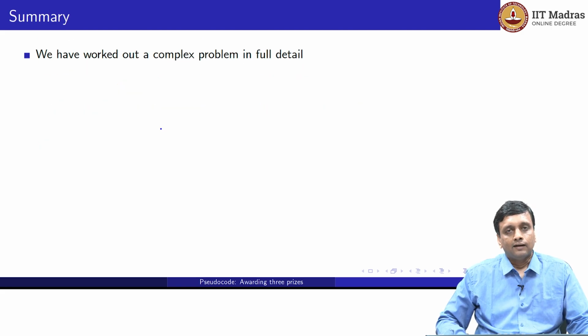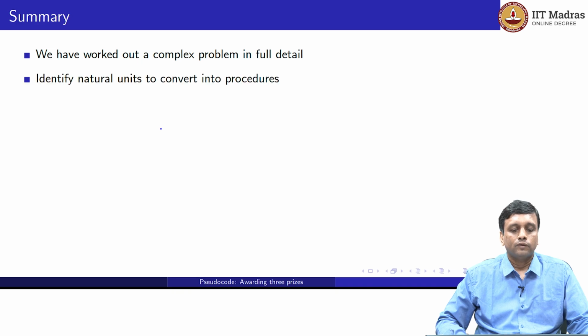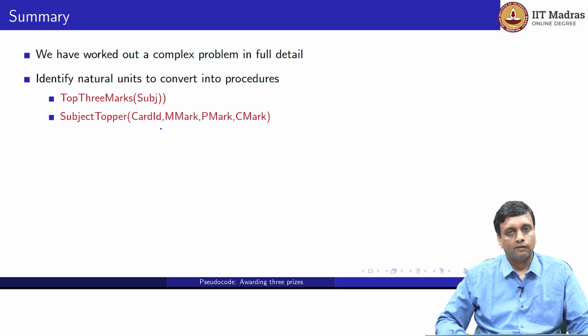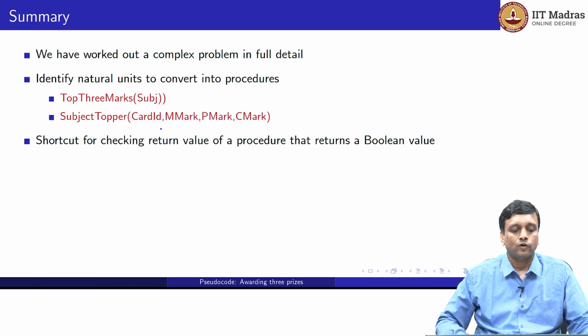So to summarize, this lecture was an illustration of a reasonably complicated problem worked out in detail in pseudocode. One of the steps that you must take away from this is that it is very useful to break up your pseudocode or your procedure into natural units, right? So you want to take the main procedure and block it off into repeated things, like we found the top 3 marks again and again, or we found the subject topper by not having to call it again and again. So make these into separate procedures so it makes it easier to modularize and read your code.